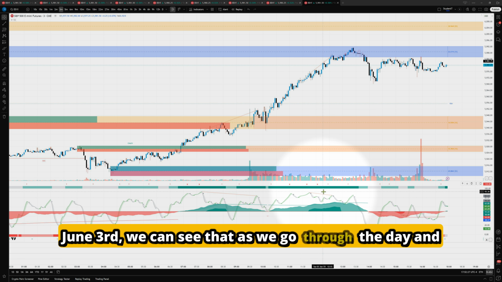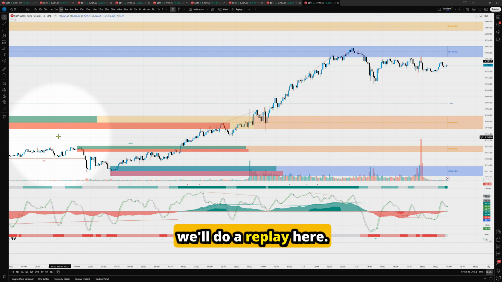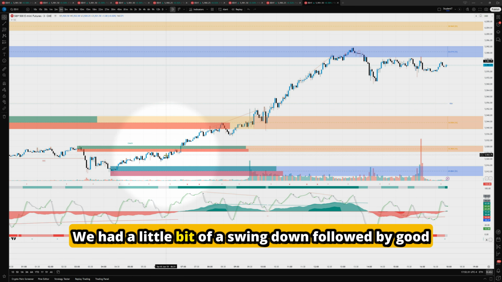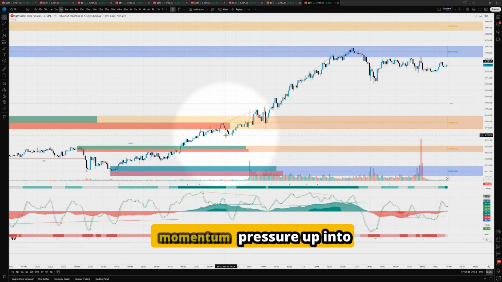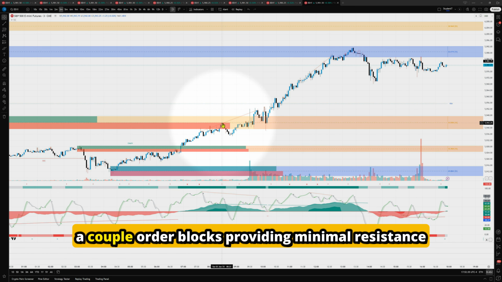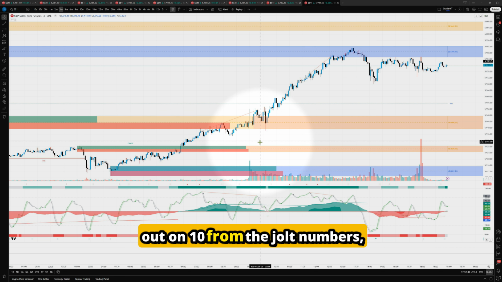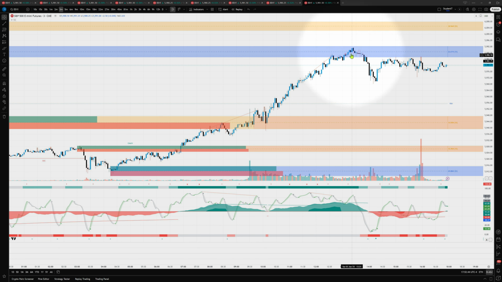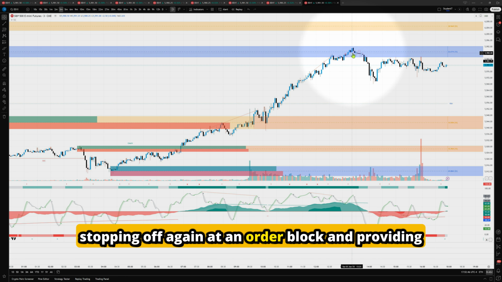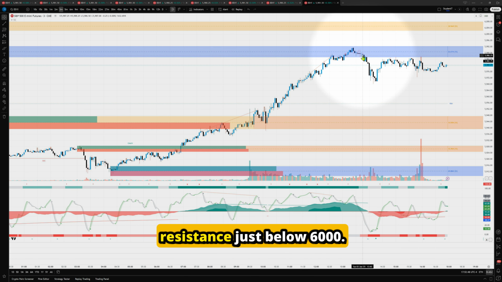We can see that as we go through the day, and we'll do a replay here. We had a little bit of a swing down, followed by good momentum pressure up into a couple order blocks, providing minimal resistance before we had a strong break based on news that came out at 10 from the JOLTS numbers. Stopping off again at an order block and providing resistance just below 6,000. Now let's do a replay on the day.